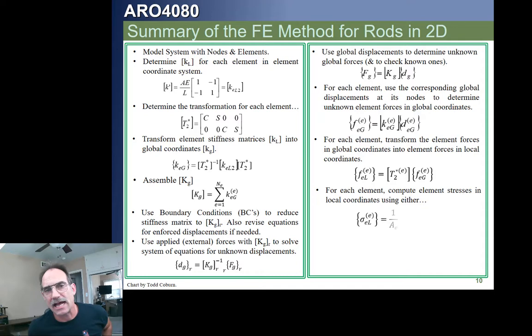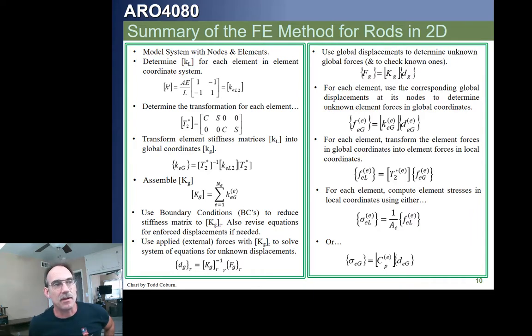Once we have the element forces in local coordinates, we can calculate stresses and margins of safety. In this class, I don't believe we're going to be doing much with margins of safety. Mostly getting the stresses will be sufficient for us. Okay? And using either of those two approaches, that's our basic method for calculating the loads and stresses in two-dimensional trusses and/or spring elements.